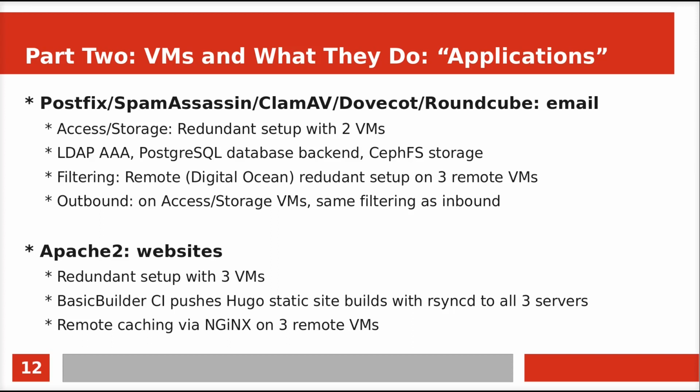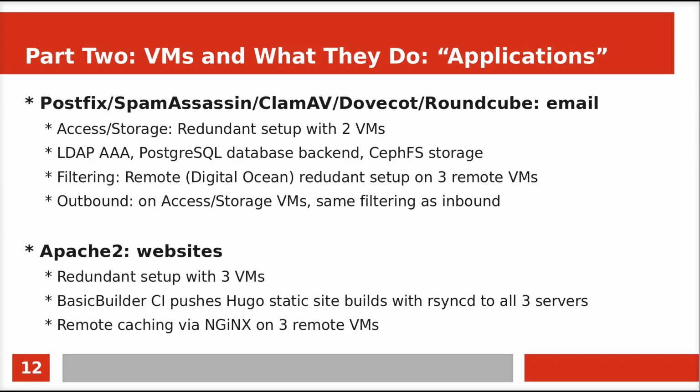That's huge. So outbound on the access storage VMs, I'm doing the same filtering that an inbound message would get. An outbound message has Postfix, SpamAssassin, ClamAV. And that makes sure that if somehow one of my users got compromised and they started sending out spam, it would get blocked before it ever left my servers. No reputation hit.